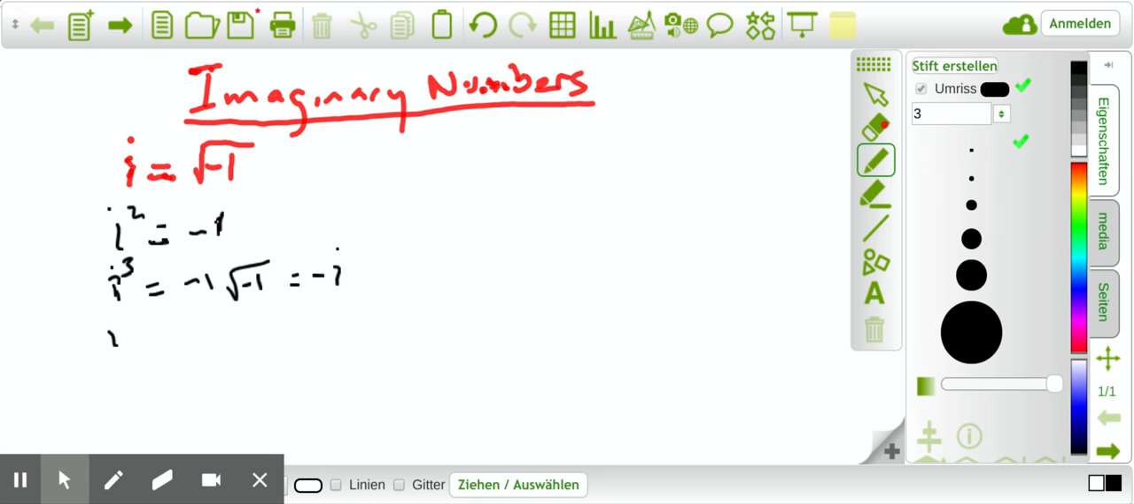i to the fourth will be i squared times i squared, which is going to be -1 times -1. So i to the fourth is just going to be 1.